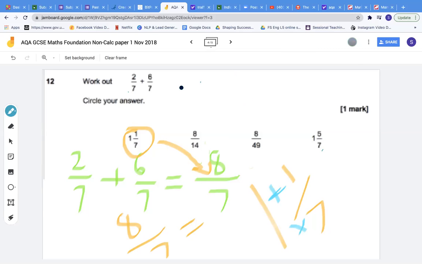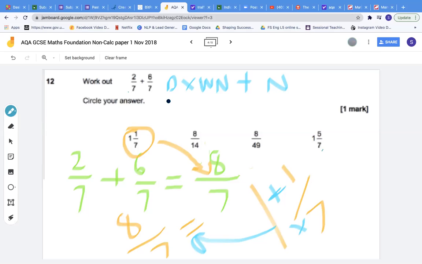So basically, when you're changing from a mixed number to an improper fraction, what you have to do is multiply the denominator by the whole number, and then add the numerator. But when you want to change it back, what you have to do is divide.